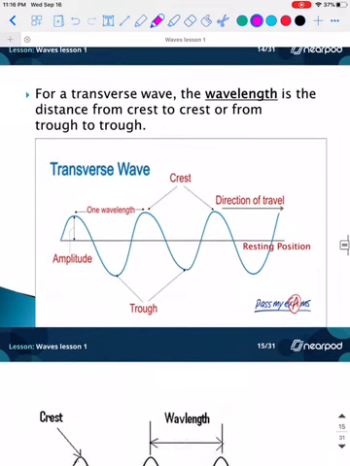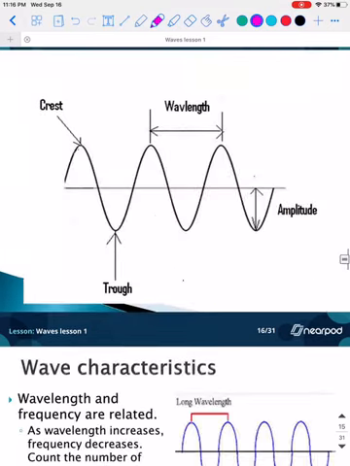Okay. So the wavelength, like I said earlier, is from crest to crest or from trough to trough. And here is our perfect wave. So again, let's just practice. So I would have 1 wavelength here, 1 wavelength here. So this would be a total of 2 wavelengths.